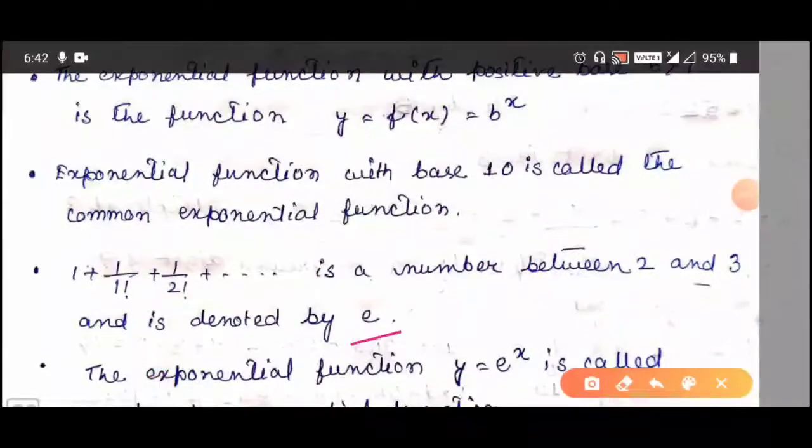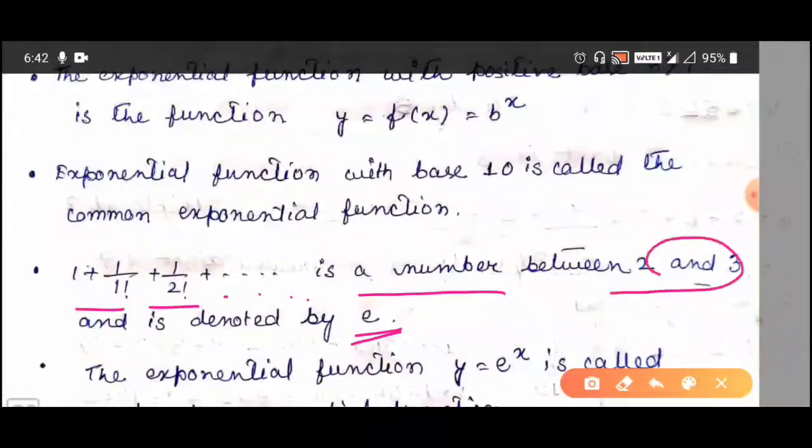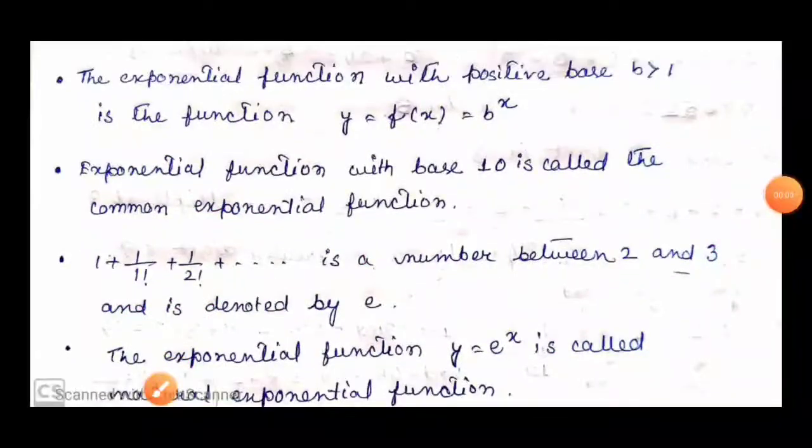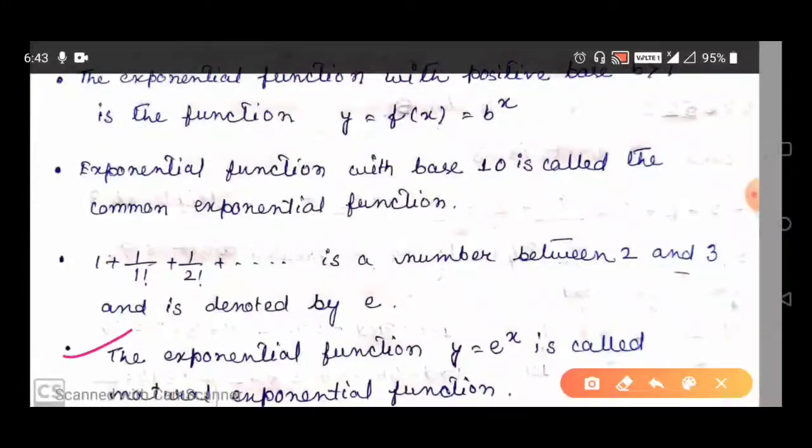Now what is e? 1 plus 1 by 1 factorial plus 1 by 2 factorial plus dot dot is a number between 2 and 3 and is denoted by e. So whenever we say e, we have to remember that the value of e is this: 1 plus 1 by 1 factorial plus 1 by 2 factorial plus dot dot dot. The exponential function y equal to e to the power x is called natural exponential function. So whenever the exponential function is given in this way, e to the power x is called natural exponential function.